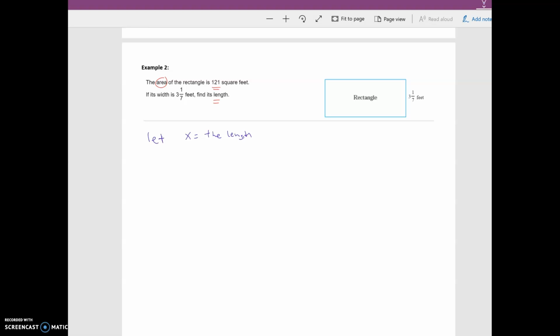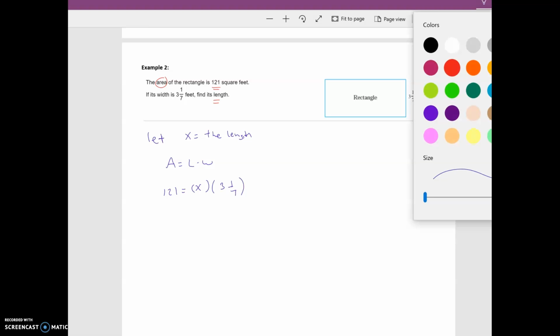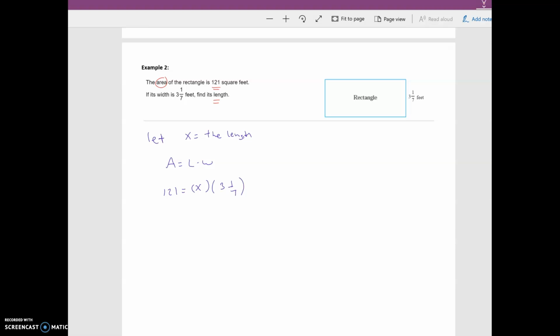And as you make an actual equation, you already have that the area is equal to L times W. So in this case, 121 is equal to the length, which we define as x, or you could just say L, and the width is equal to 3 and 1/7. Now, this one's going to be a little bit messy, but to solve this equation, you're simply dividing by 3 and 1/7 on both sides.